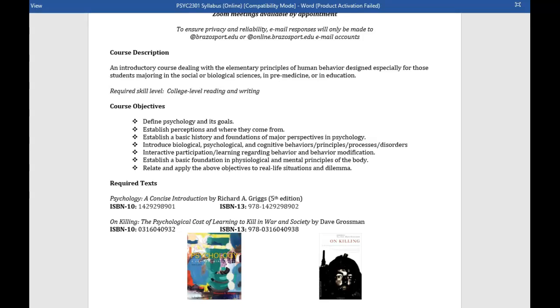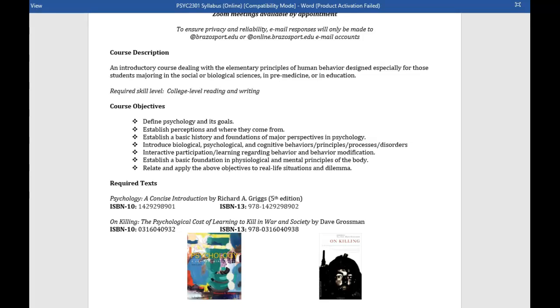The course objectives are outlined there. We'll define psychology and the goals of the field. We'll establish some of the perceptions and perspectives in the field of psychology. We'll introduce biological concepts, cognitive concepts, and psychological concepts. We will discuss concepts relative to behavior and behavior modification. We will also discuss physiological and mental principles of the body.